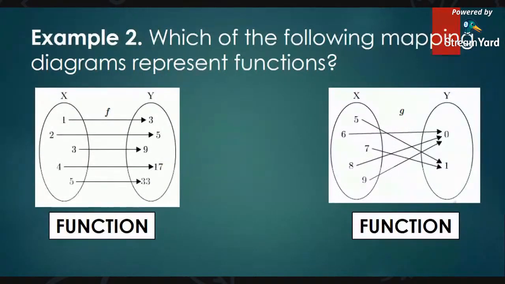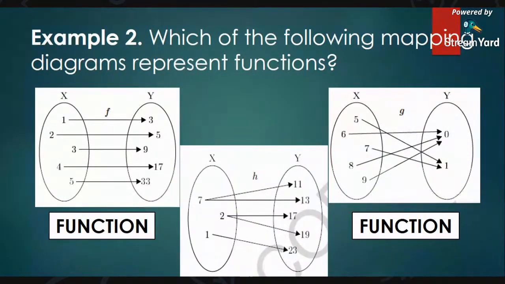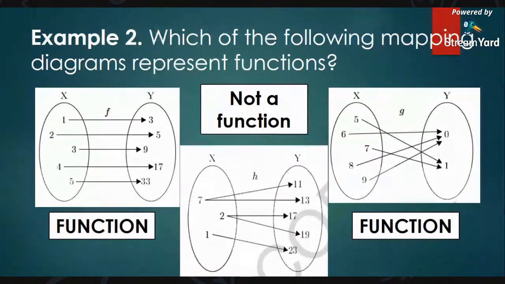So, si 5, si 7, nagpo-produce siya ng isang output which is 1, or y. Next, si 6, 8, at 9, nagpo-produce lang siya ng isa din, which is 0. So, it is a function. Next, set H. So, sa tingin nyo, it is a function or not? It is not a function. So, it is a relation. Kasi, mapapansin nyo pa lang dito, sa unang ordered pairs natin, which is (7, 11) at (7, 13), si 7, nag-produce siya ng dalawang y. So, it counts as a relation.